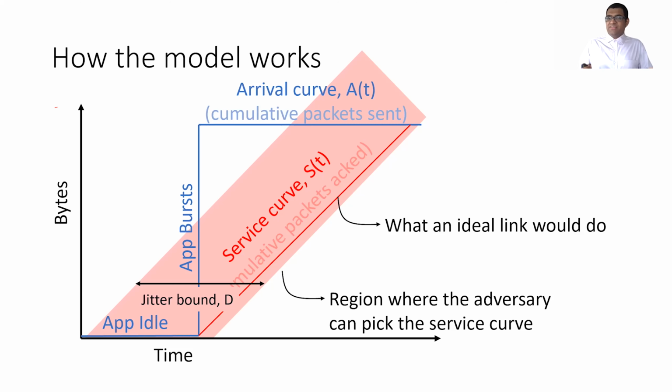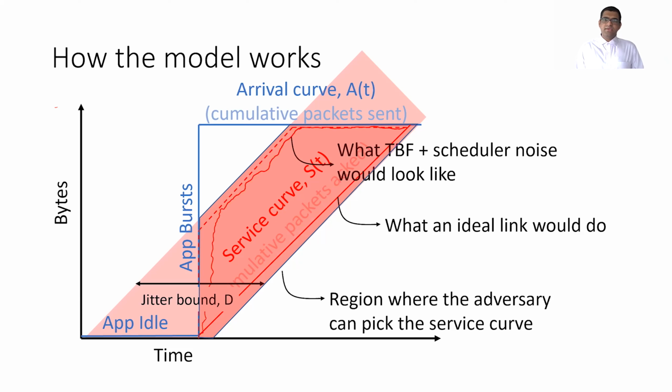There are also lots of other constraints. For instance, the service curve cannot be greater than the arrival curve. Therefore, the service curve has to be in this region. The other constraints ensure that the model has the two properties that we discussed earlier. Now, if the adversary wanted to emulate a token bucket filter plus some scheduler noise, it would pick a curve that looks like this. It can also pick any other curve in this region. And critically, CCAC does not specify any probability distribution over these curves. Therefore, it is non-deterministic and not random.